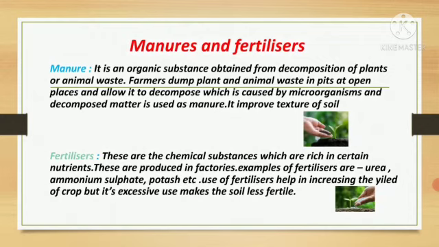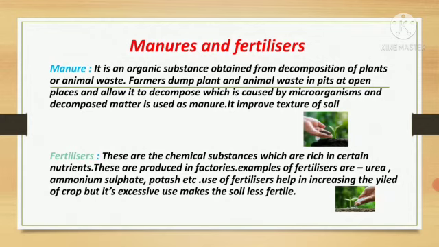Next we have fertilizers. These are the chemical substances which are rich in certain nutrients. These are produced in factories. Examples of fertilizers are urea, ammonium sulfate, potash, etc. Fertilizers are chemical substances which we prepare in factories, and examples are urea, ammonium sulfate, potash, etc.